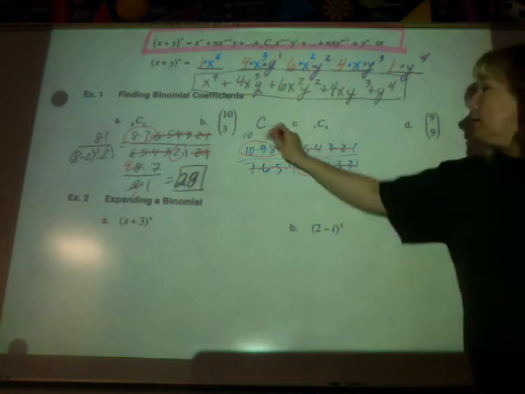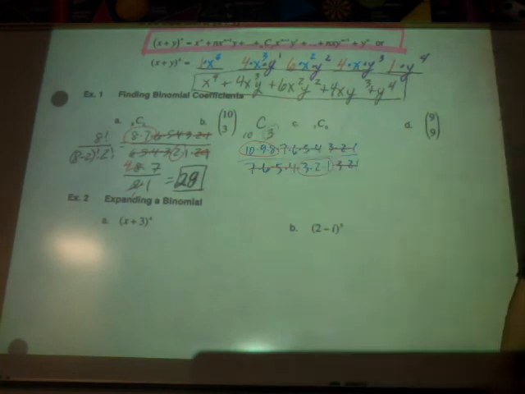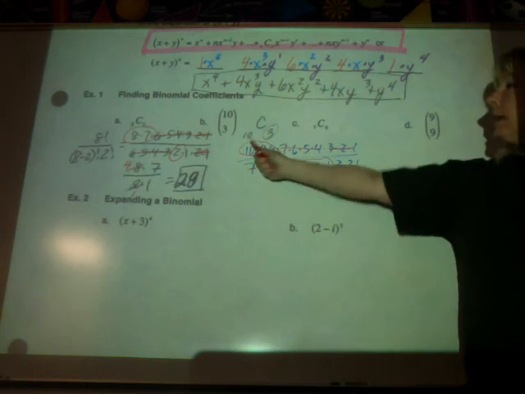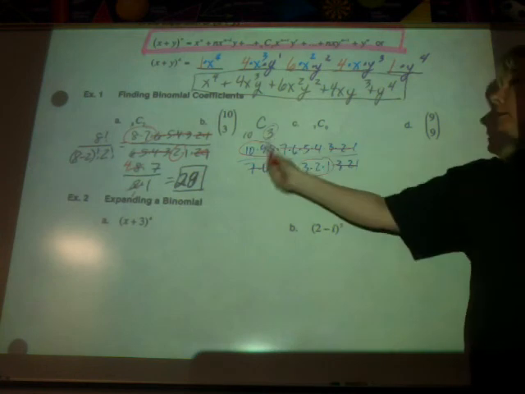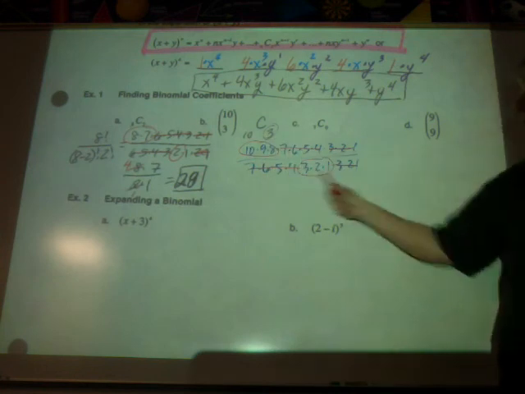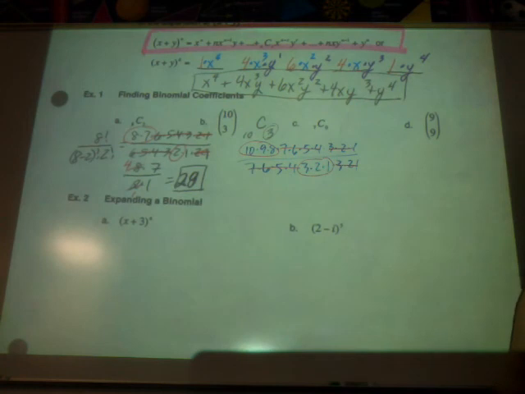What number is here? 3. So can I take a shortcut and say I'm going to take 3 factorials of the 10, 10, 9, 8, and put the 3 factorial down here? I like the shortcut. If you don't like the shortcut, you want to do it the long way, by all means do it the long way. But there are some problems you're going to appreciate the shortcut on. So I'm going to erase this and put the shortcut up. Is that all right?